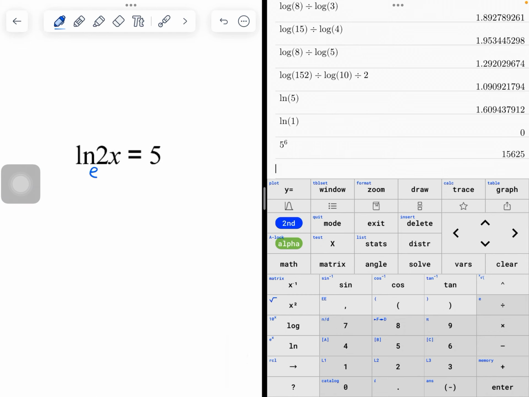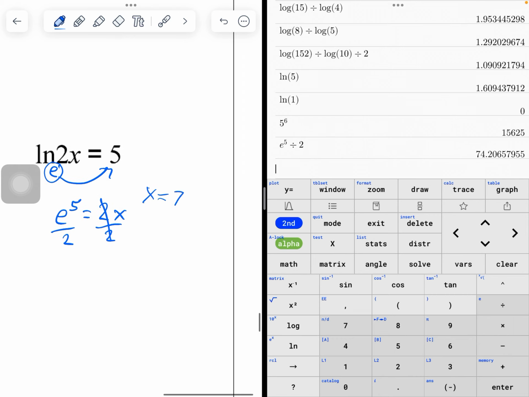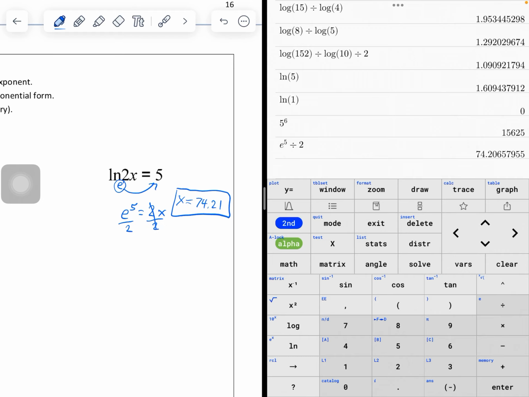Next one, remember if it's a natural log, assume that it's base e. Swing that over here. This one would be e to the 5th equals 2x. We have to divide by 2. And e to the 5th is just a decimal number, so we can type this in our calculator. I'm going to get my e button to the 5th power. And then I'm going to divide by 2 at the end. And it comes out to be approximately 74.21. You can assume that we're going to round it to 2 decimal places for most of these.